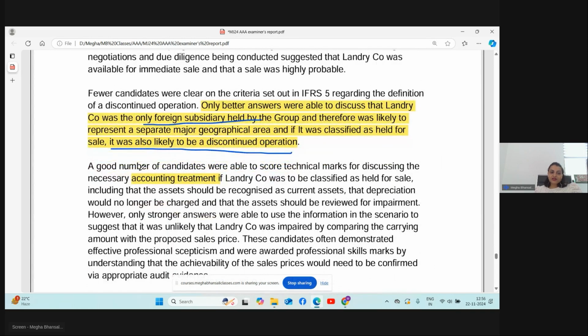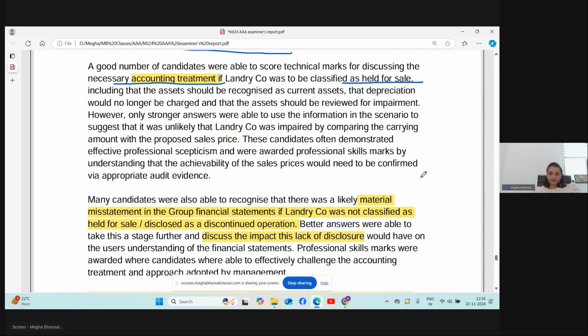Then it says a good number of candidates were able to score technical marks for discussing the necessary accounting treatment. So if it was going to be held for sale, you no longer depreciate it. It has to be accounted at the fair value less costs to sell or the carrying amount, whichever is lower. Those things should have been put here.